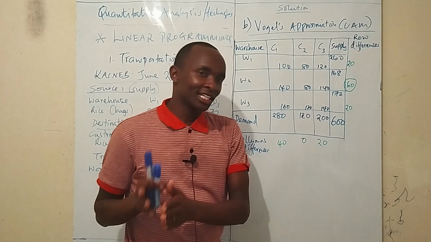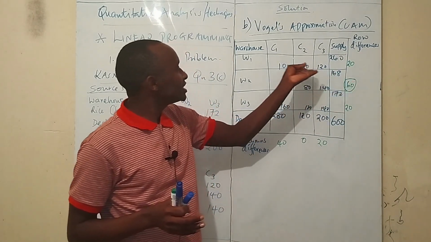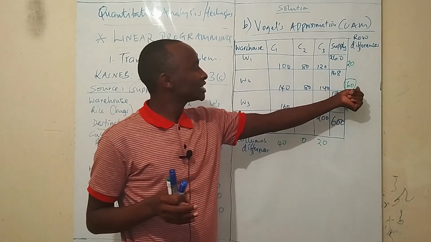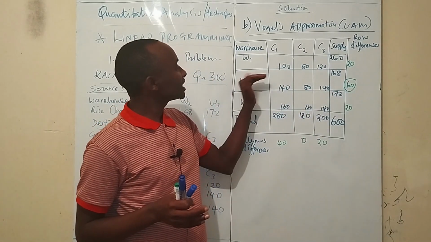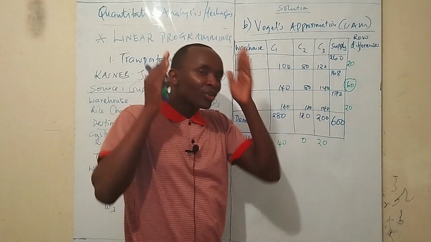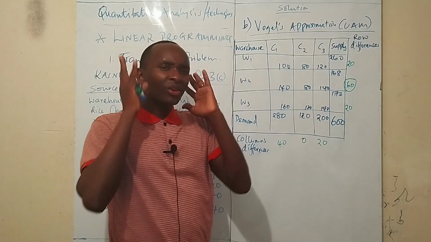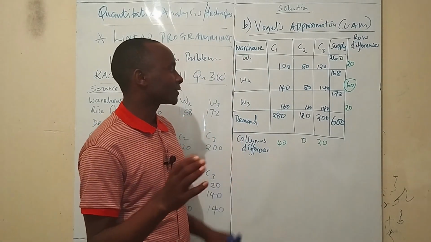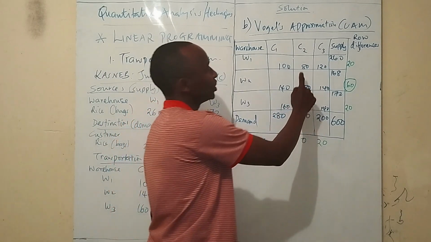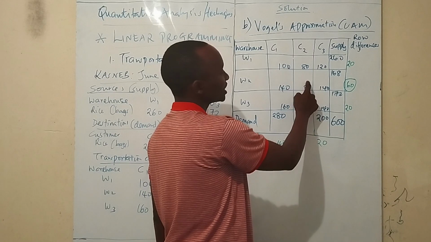Step number 3 now is to allocate as much as possible in this row of 60, which is warehouse 2. You allocate as much as possible to the lowest cost. That is what I wanted you to understand: that you allocate as much as possible to the lowest cost. So in this row, the lowest cost here is 80.